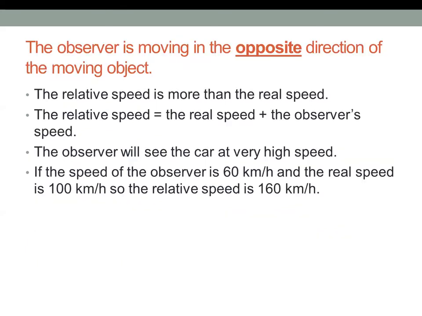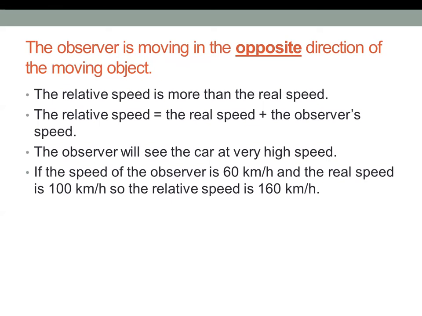The second one, if the observer is in the opposite direction of the moving object. Okay, if I am in a car and another one is in another car, and I see a car come in the opposite direction of me, I will see it faster and faster. Okay, so the relative speed here will be more than the real speed. So the relative speed here will equal real speed plus the observer's speed. So the observer, me, will see the car at very high speed because it's in the opposite direction of me.